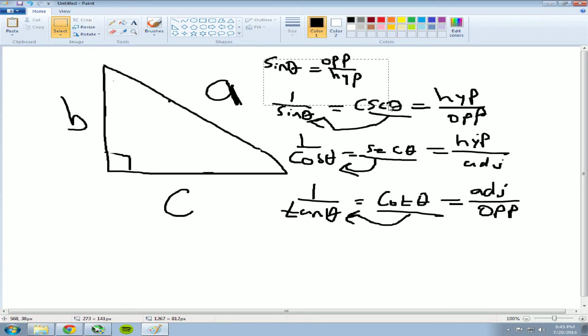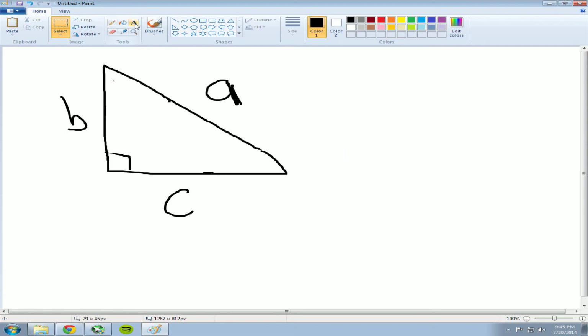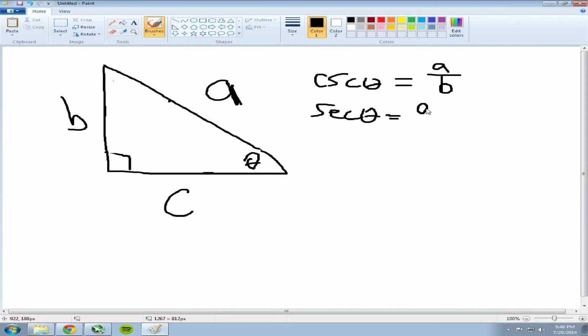So let's see if we can do this. So let's say that the angle right here, what is the cosecant of theta? Well, it's going to be the hypotenuse over the opposite. Secant of theta is equal to the hypotenuse over adjacent, and the cotangent of theta is equal to the adjacent over the opposite. So this is the angles of it.